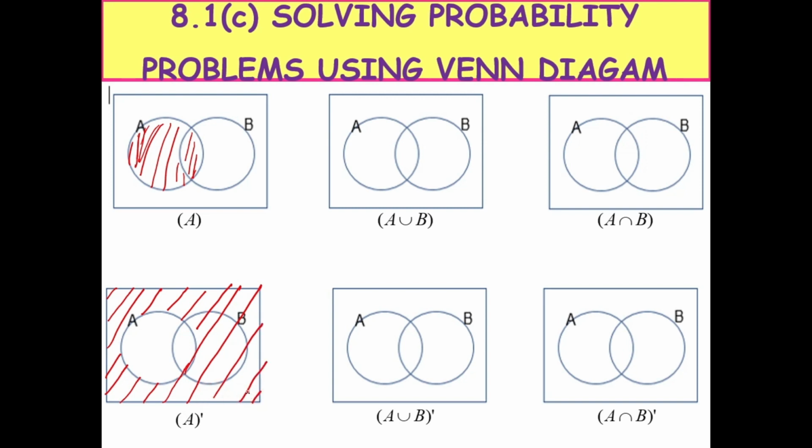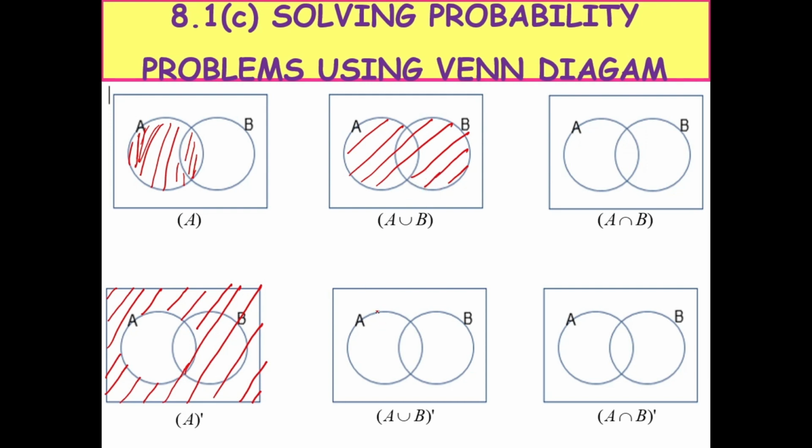So now we'll move on to the next one, which is A union B. What that tells us to do is to shade everything in both sets. We're going to shade everything in A as well as in B. All of A gets shaded as well as all of B.